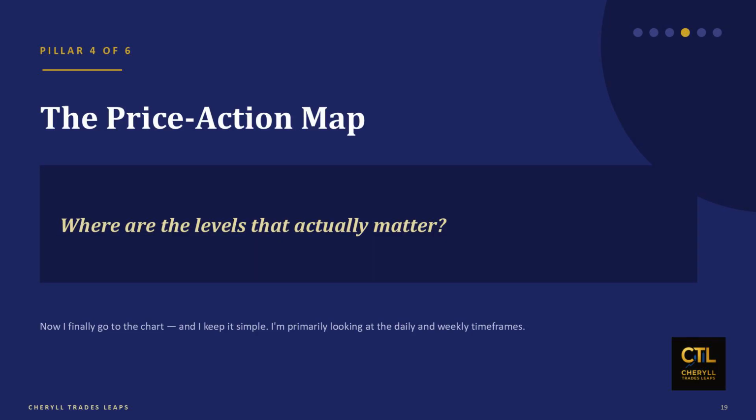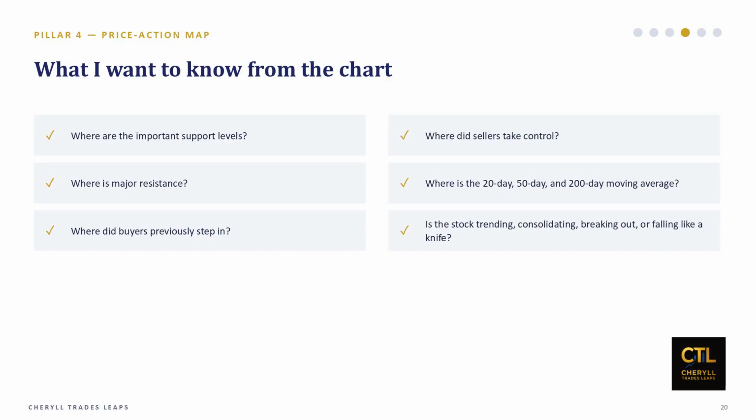Pillar 4, the price action map. Now I finally go to the chart, and I keep this part simple. I'm primarily looking at the daily and weekly charts. I want to know, where are the important support levels? Where is major resistance? Where did buyers previously step in? Where did sellers take control? Where is the 20-day, 50-day, and 200-day moving average? Is the stock trending, consolidating, breaking out, or a falling knife?